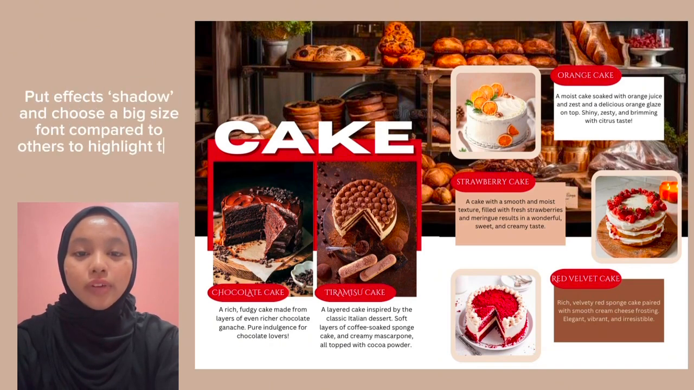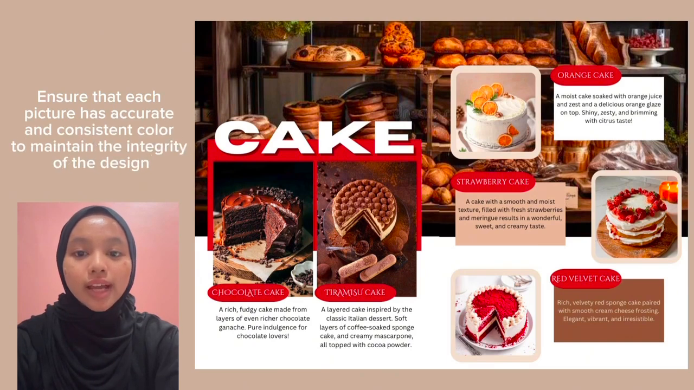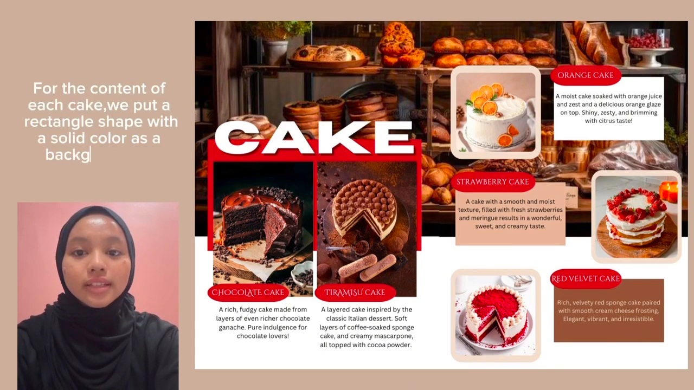We also put a shadow effect and choose a big font size compared to others to highlight the title for this page. We also ensure that each picture has accurate and consistent color to maintain the integrity of the design. For the content of each cake, we put a rectangle shape with a solid color as a background to improve readability, which is crucial for user experience.